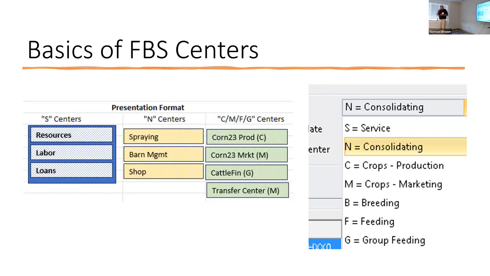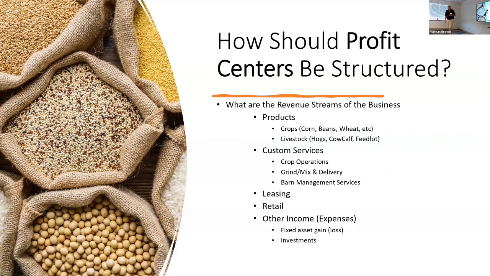So in my presentation, this is kind of Norm's format too, I have S centers on the right, and then the livestock center, crop livestock centers, over above that to your right. But that's kind of my presentation format. So as I go through it, I've got several diagrams, and I'm trying to use that format as we go through. So how should profit centers be structured?